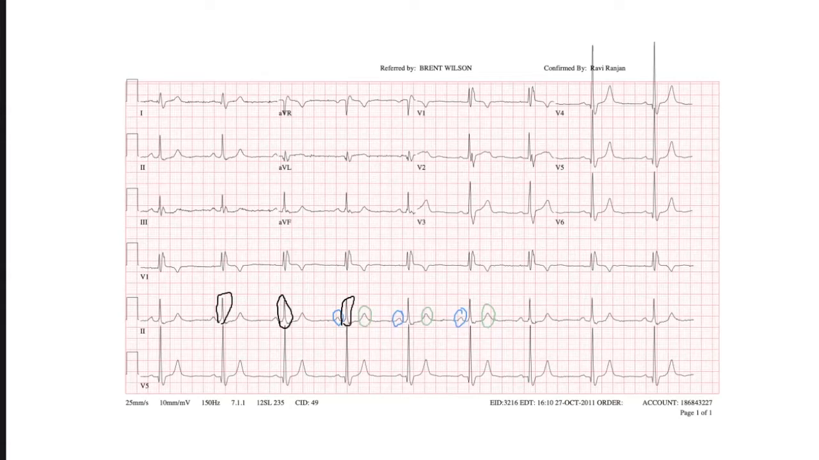So, Anna, can you tell me what kind of disease this is? How do we go about figuring out what kind of disease this is? The QRS is wide, so I know it's a bundle branch block. Can you say what a bundle branch block is first?